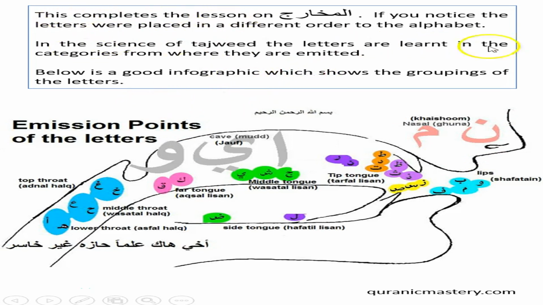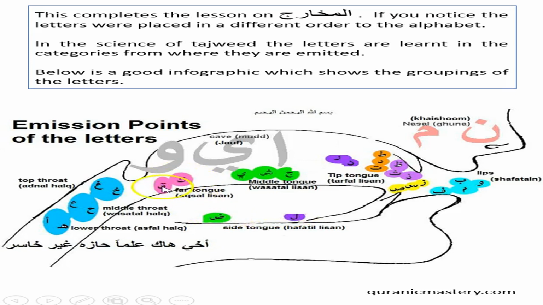This in the science of Tajweed learned by categories, which I mentioned below, is the infographic. Okay, so you can see the noon and the mim, the al-khayshum, you got the shafatain, ba, wa, mim, fa. So za, sin, sad coming from there, dal, tha, dha coming from there, ta, dal, ta coming from here by touching the tongue there, noon and ra.